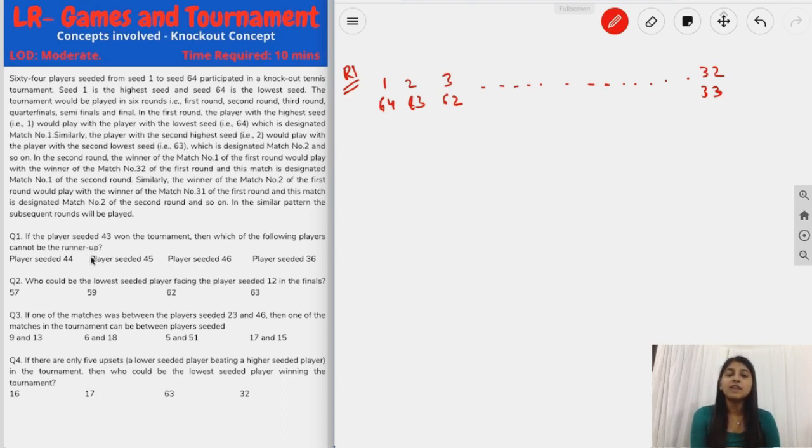Now if 43 has to win, maybe it's better to get a table in this case. Okay, it will not take much time. You can quickly draw it up. Suppose that there are no upsets initially. If there are no upsets, what happens? The highest seeded player wins in every match.